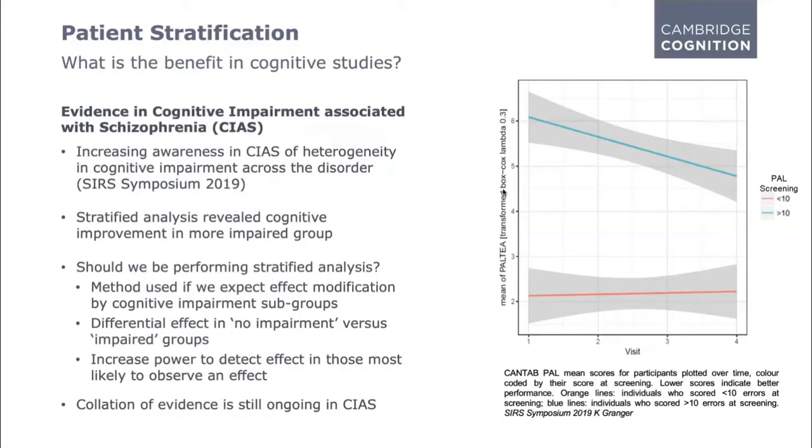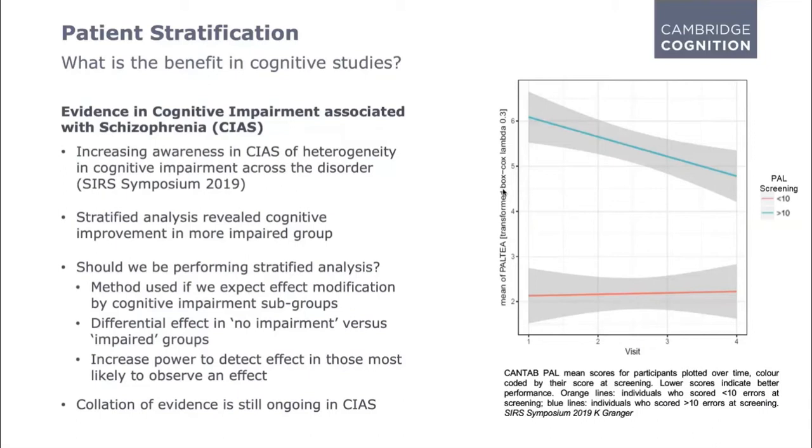So that is starting to suggest that the level of impairment that somebody has when they enter a trial is really informative of how they're going to respond to a therapy that is targeting cognition. So that suggests that, to elucidate and understand that further, we should be looking at stratification as a route for our schizophrenia trials, to increase the power to detect a therapy effect in those most likely to observe that effect.